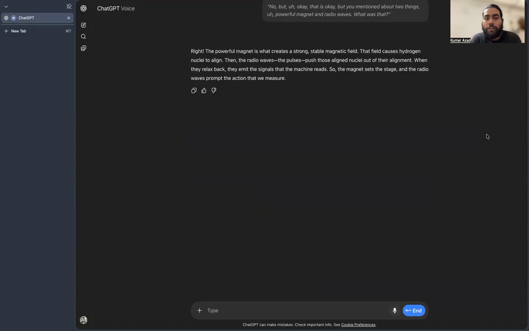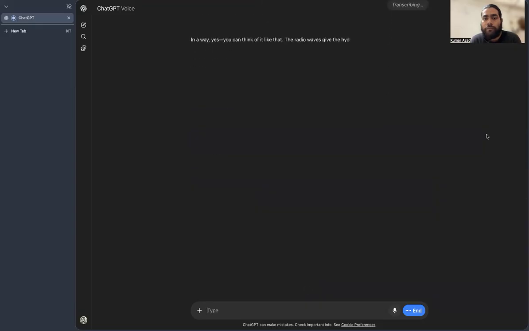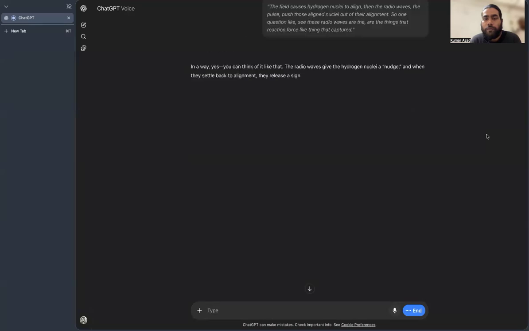So one question: these radio waves are the things that capture the reaction force, like a thing? In a way, yes, you can think of it like that. The radio waves give the hydrogen nuclei a nudge, and when they settle back to alignment, they release a signal. That released signal is what we capture. So the pulse triggers a response, and the machine reads that response like an echo after giving a push.